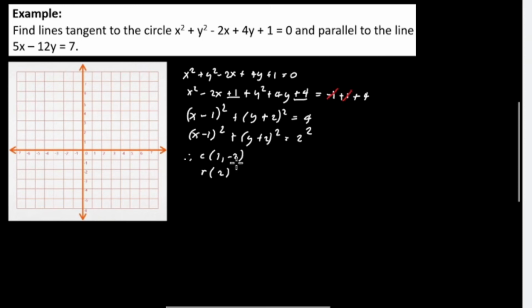So the center is (1, -2), and this is the center, and the radius is 2, and this is the circle.